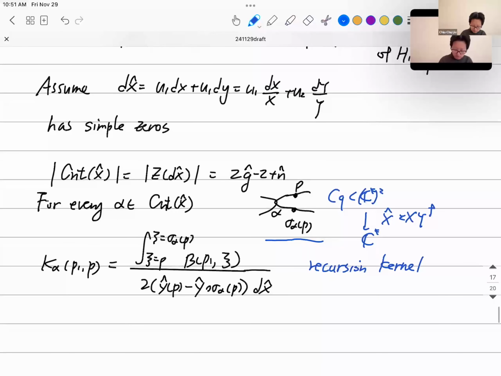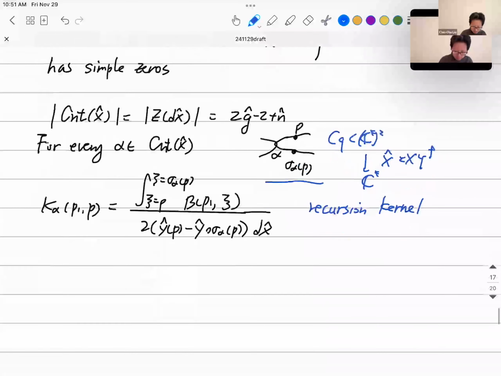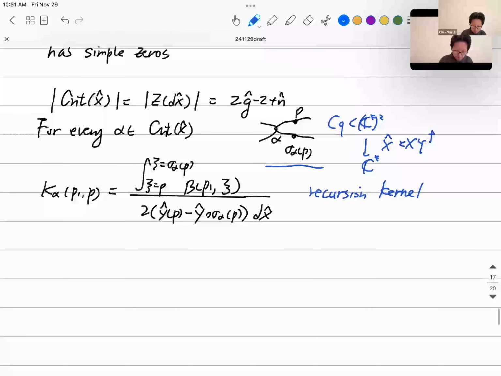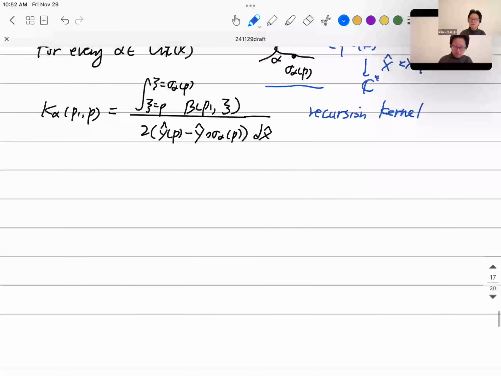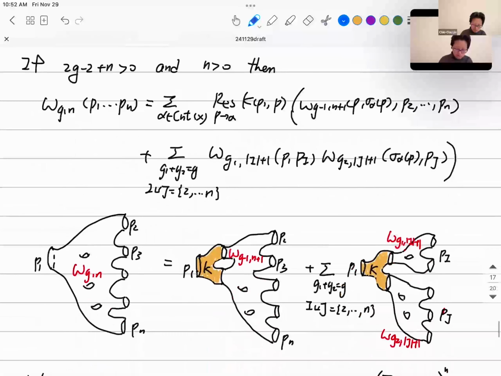Yeah, I hope this is defined. Oh yeah, so the recursion kernel, P1 can be any point, but P is a point near alpha. Okay, so this defines the recursion kernel.